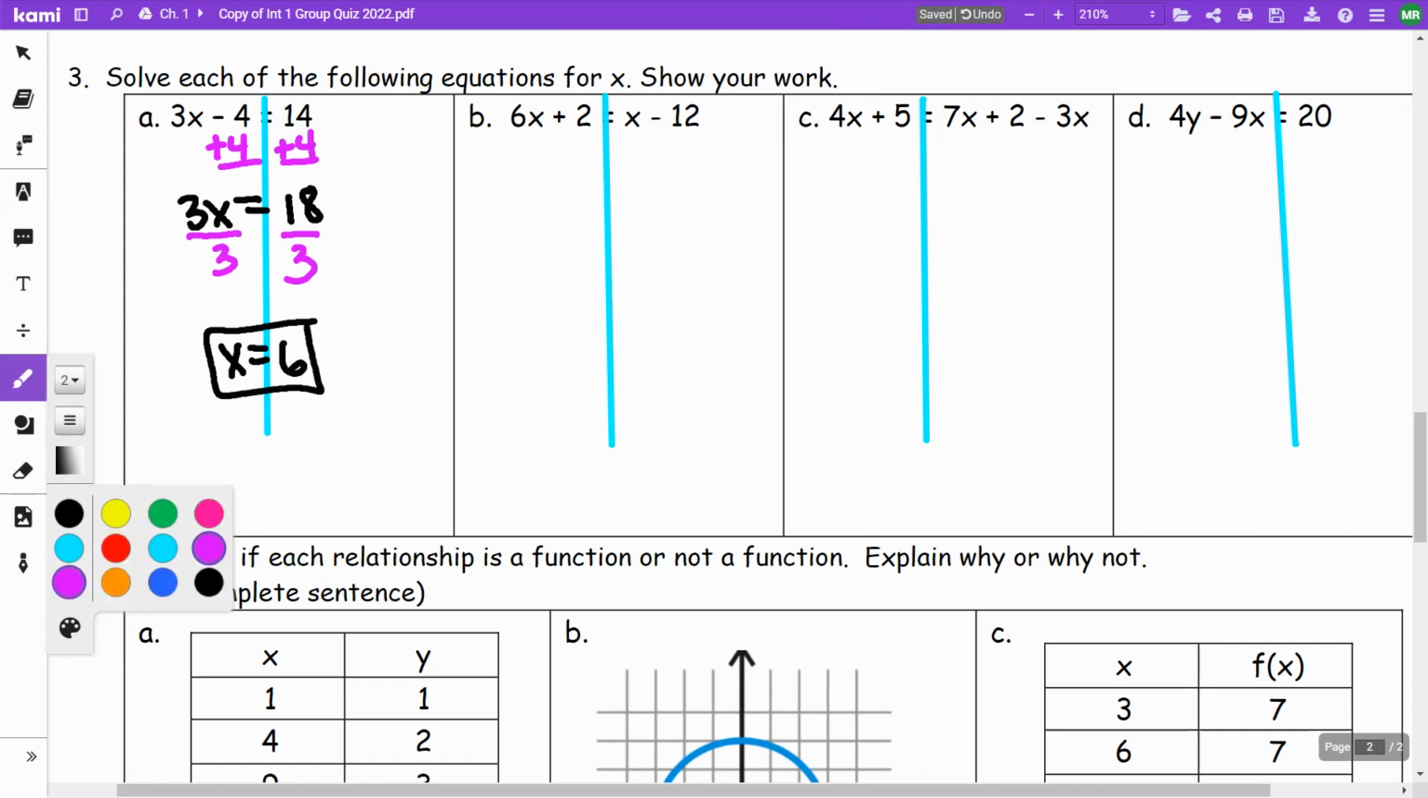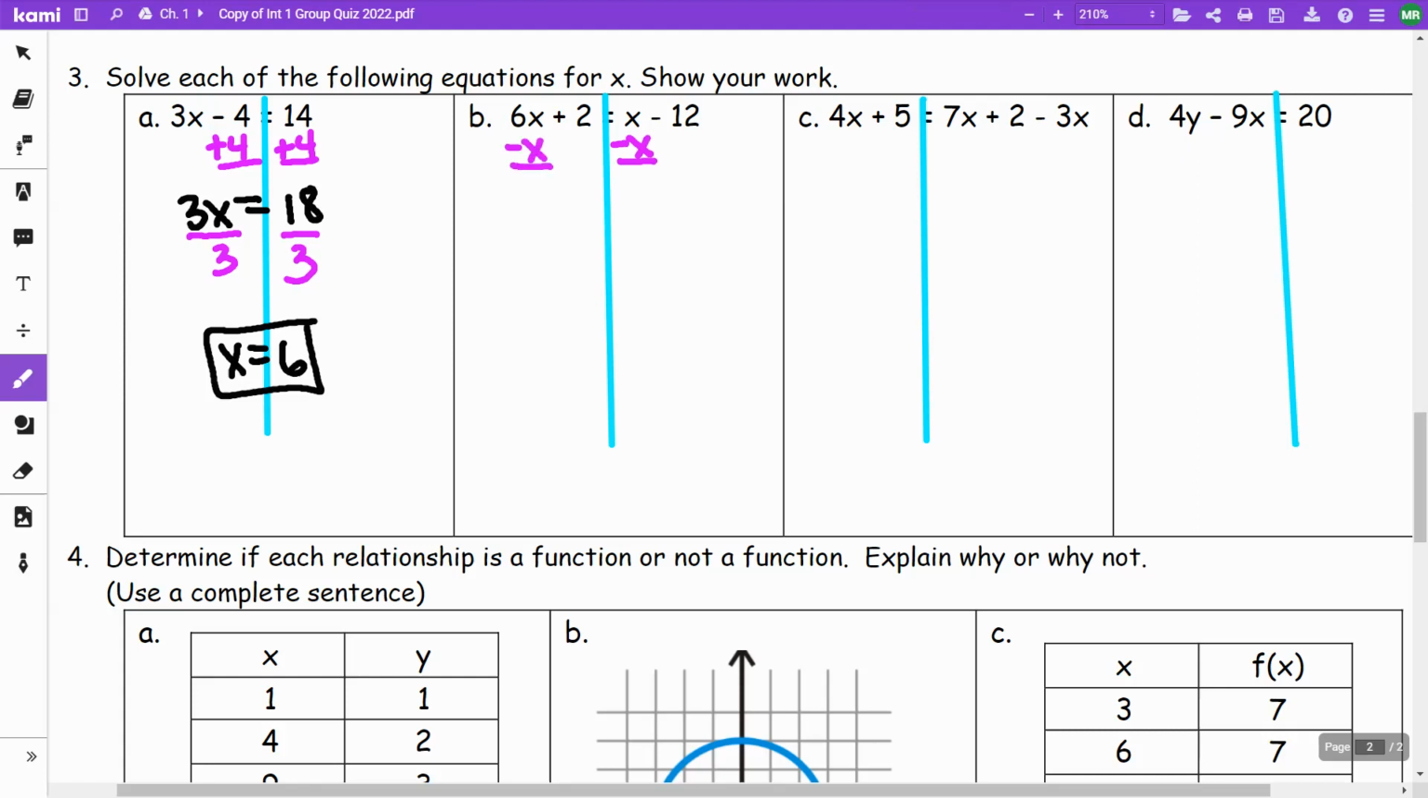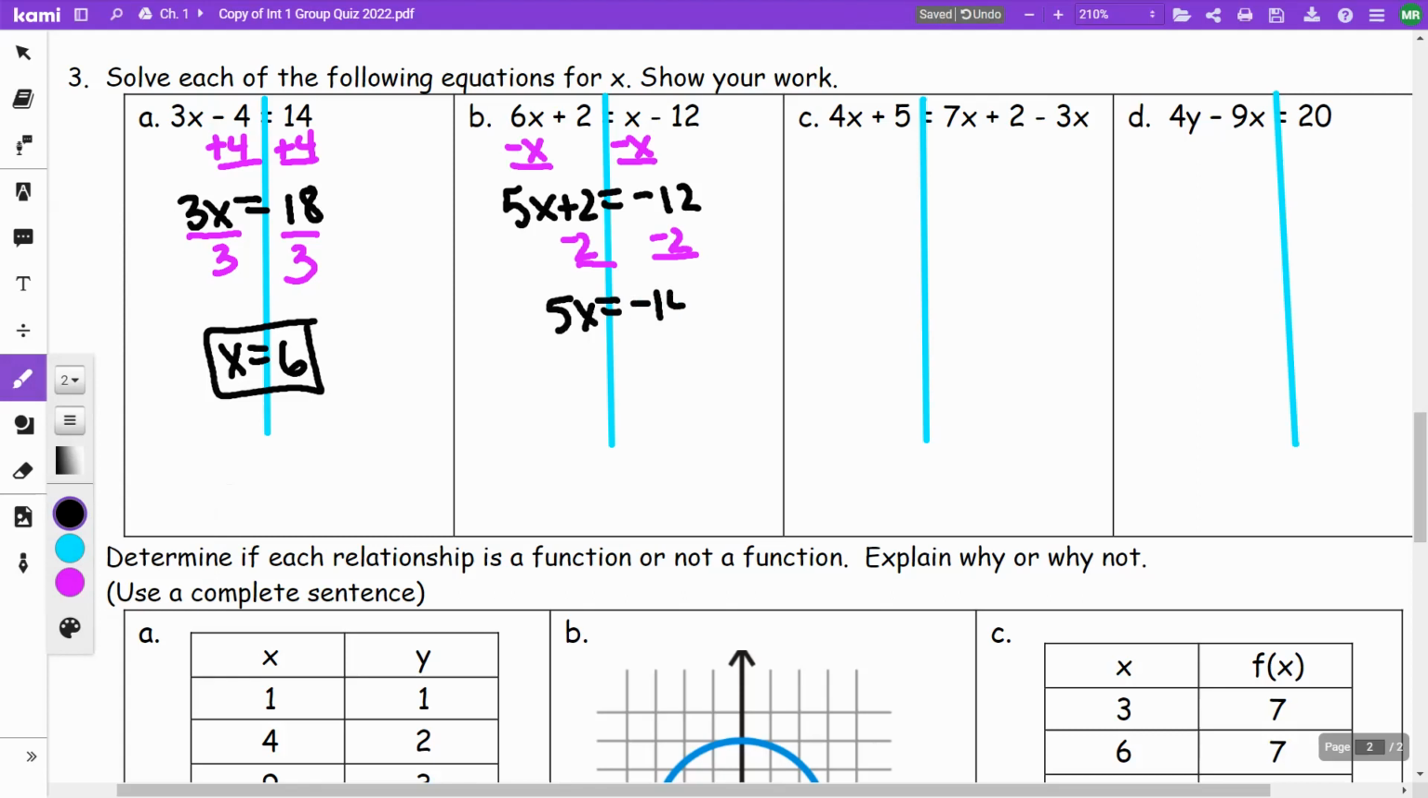On the next one, I'm going to deal with my x's first. So I'm going to minus x, because that's going to give me a positive x back. So I'm going to have a 5x plus 2 is equal to, and be careful, that is a negative 12 that needs to come down. So now I'm going to minus 2, minus 2. So I'm going to have 5x is equal to a negative 12 minus 2, which is a negative 14. I'm going to divide by 5, and I end up with x is equal to negative 14/5.